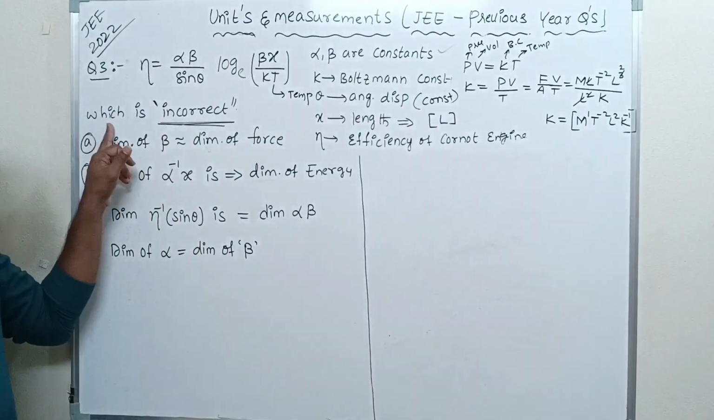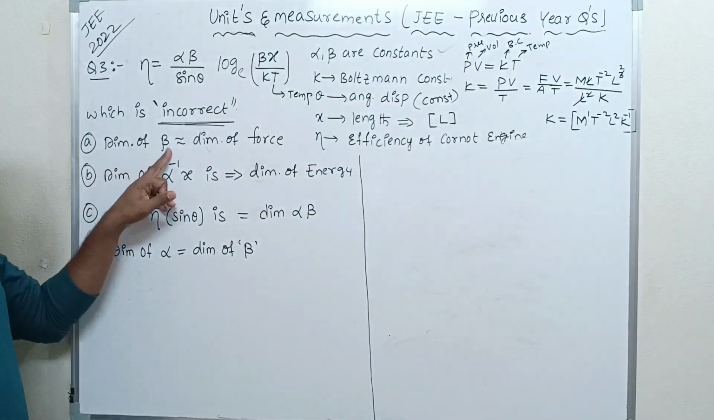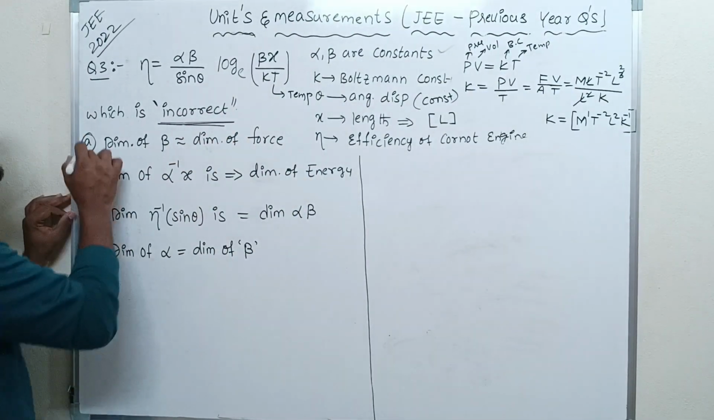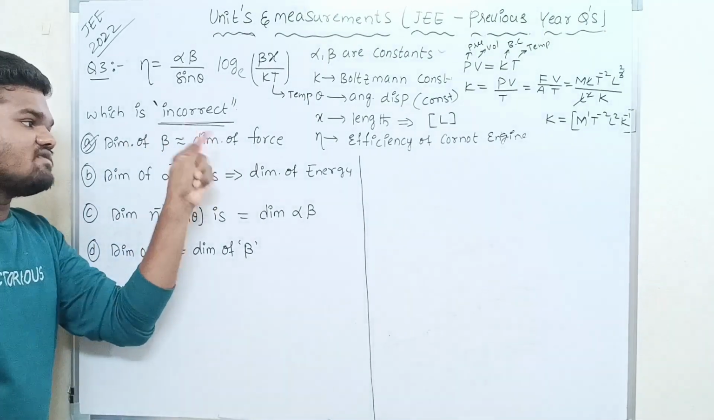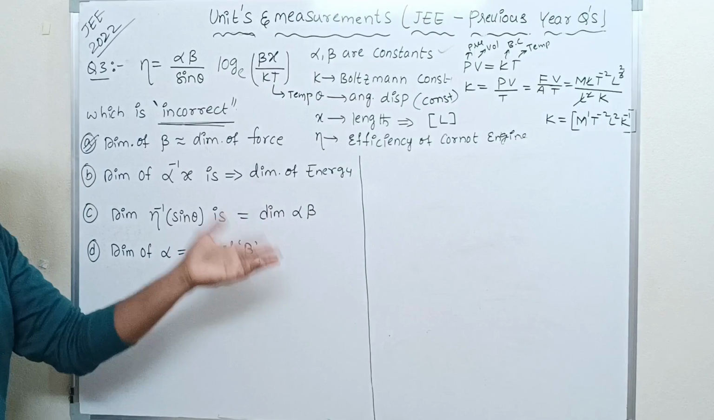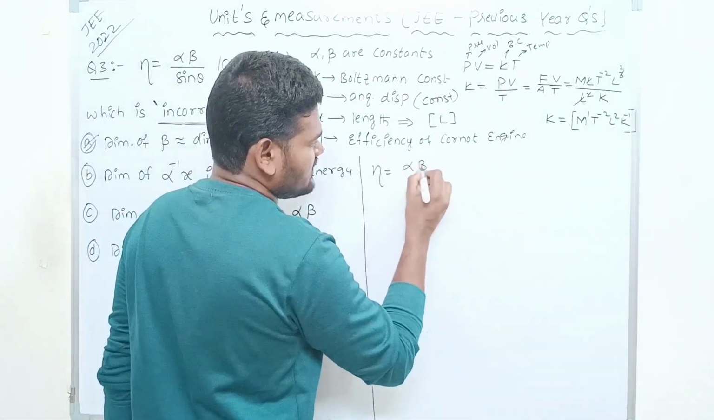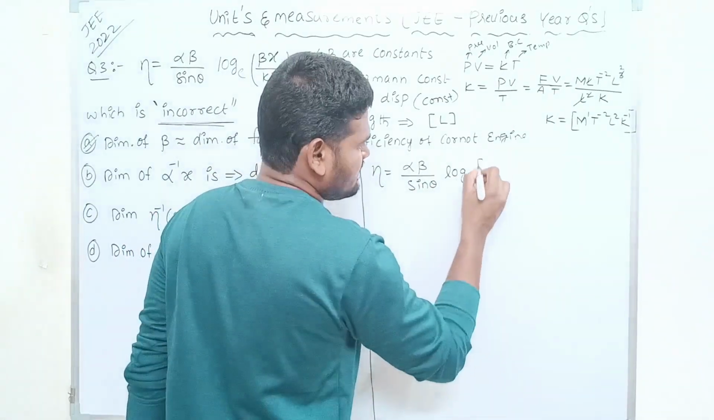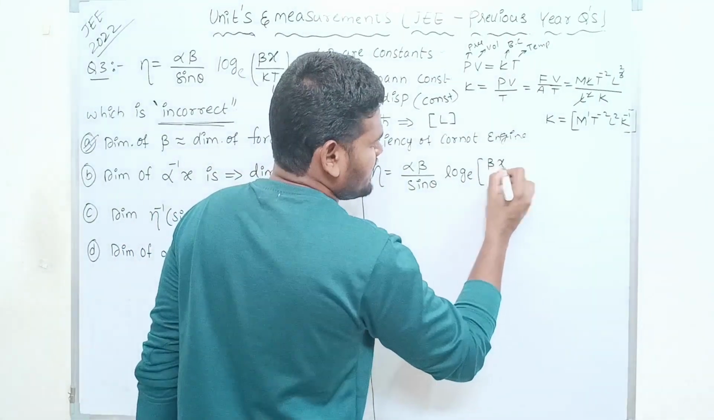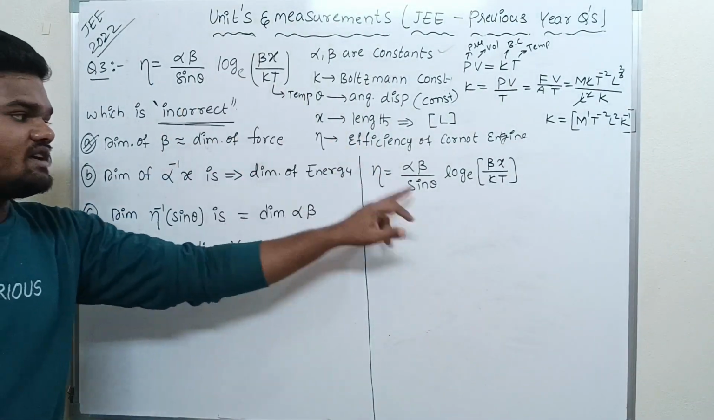So what do we have to find? Which is incorrect? We have to find the incorrect option. So dimension of beta is equals to dimension of force. We have to check this. So we have to find the dimension of beta, then check whether it is equal to the dimensional formula of force or not. So given equation, eta is equals to alpha beta by sin theta log base e into beta x by kt. So this is the given equation. Have a look.